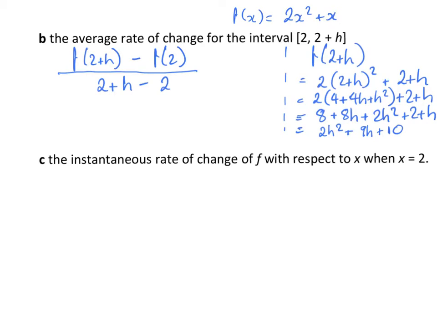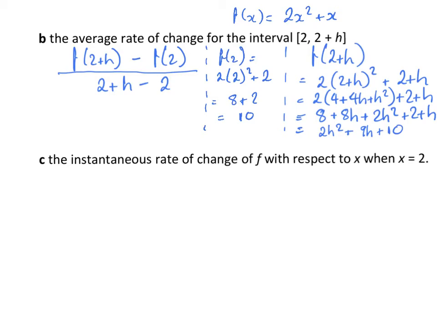Let's do the same for f of 2. So f of 2 is equal to 2 times 2 squared plus 2. We'd already worked that out previously, hadn't we? And so that's 2 squared is 4 times 2 is 8 plus 2, which is 10. And we are now going to put that into our rule.